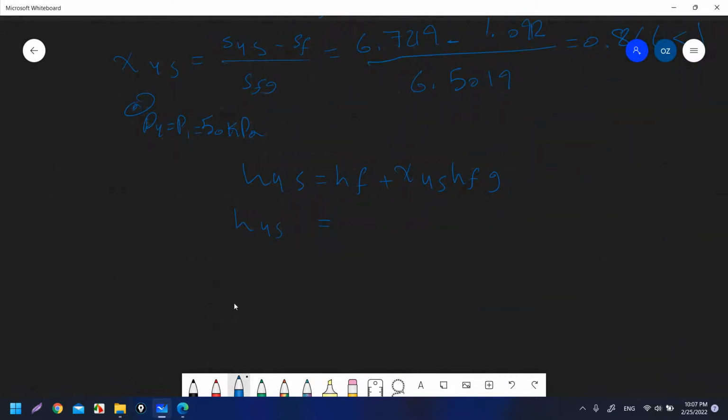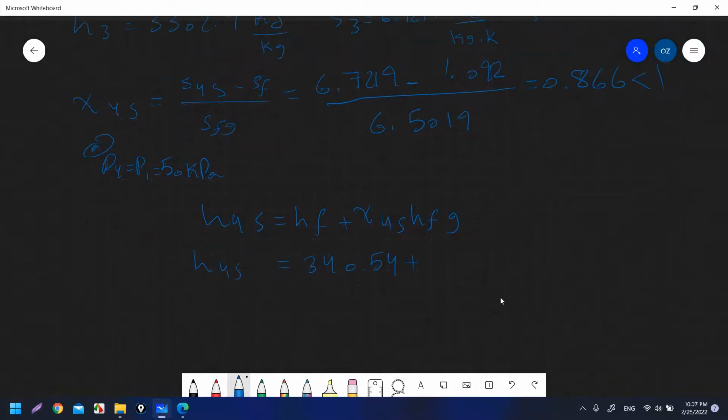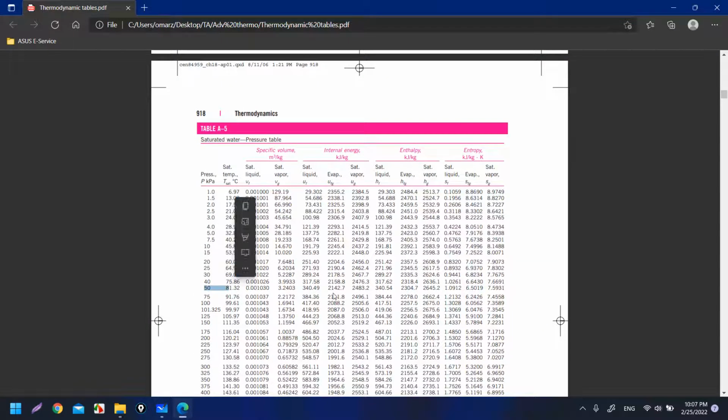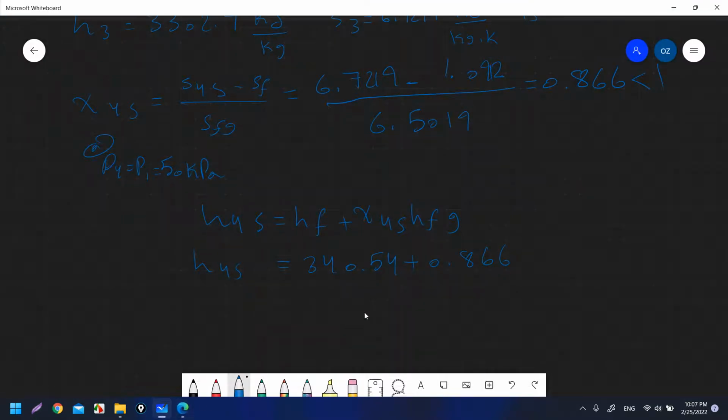HF is 340.54. X4 we calculated as 0.866, and HFG from the table, everything from the table, at the pressure 50 kilopascal, HF this one and HFG this one, times HFG 2304.7. This will give me that H for S is equal to 2336.41 kilojoule per kilogram. Now I found H for S.